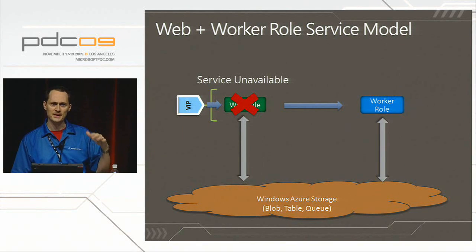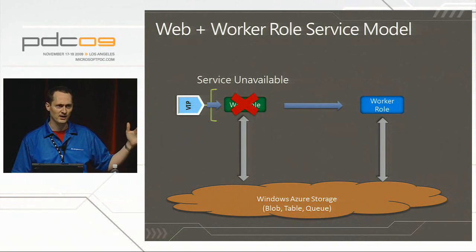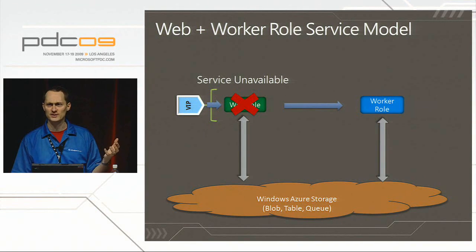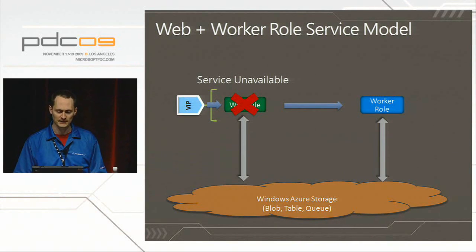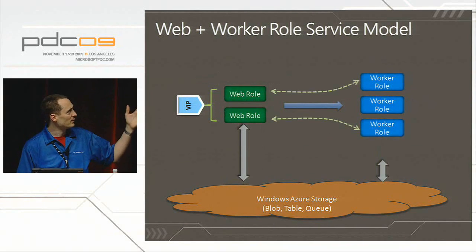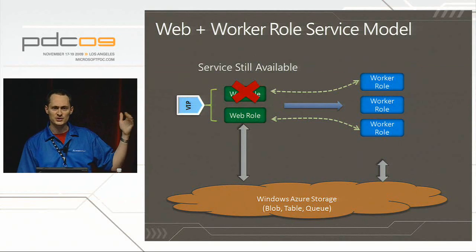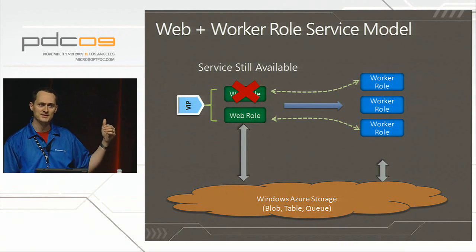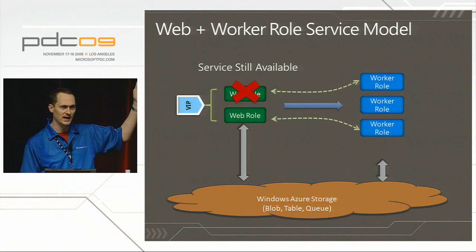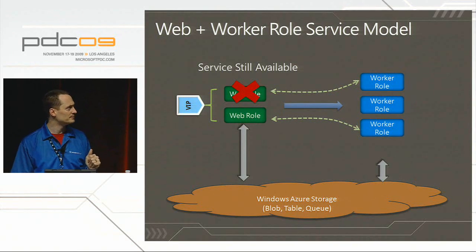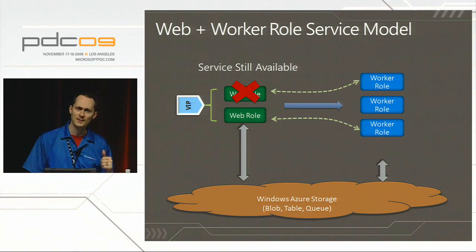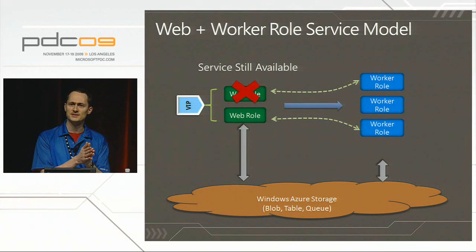So one very basic but still important point is that you need to have multiple instances of each type of role running in your service if you want to have availability. So let's add that. Now we have 2 web roles and 3 worker roles. If a web role goes down, the service is still available. It might not have as much incoming throughput as it did when it had 2 web roles, but it's still available.